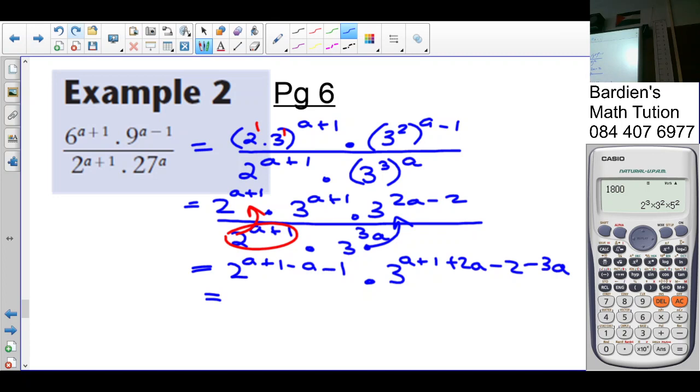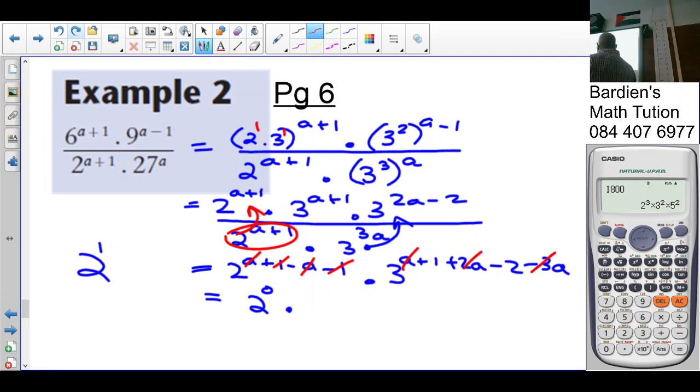So what do I do now? Add like terms. So it's 2. What's A minus A? 0. What's 1 minus 1? 0. So what happens? Anything to the power 0 is 1. Do not forget to write that 0 there, because if I don't write that 0 there, then that means to say that is 2 to the exponent 1. Not so. Times, what is A plus 2A, and 3A minus 3A? 0. Cancel. What is 1 minus 2? Negative 1. So that's going to be 3 to the exponent negative 1.